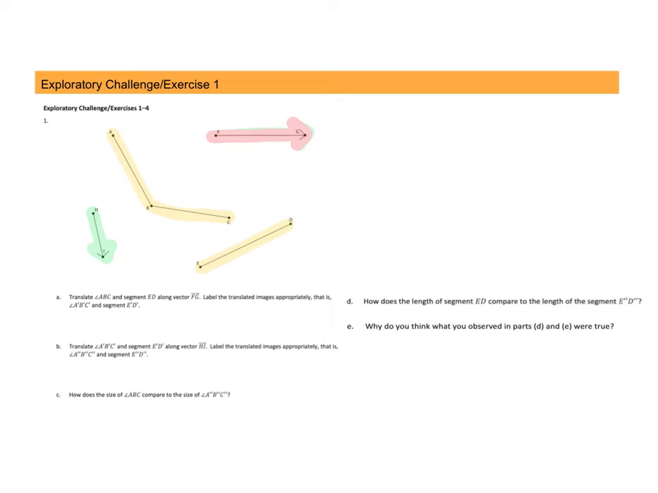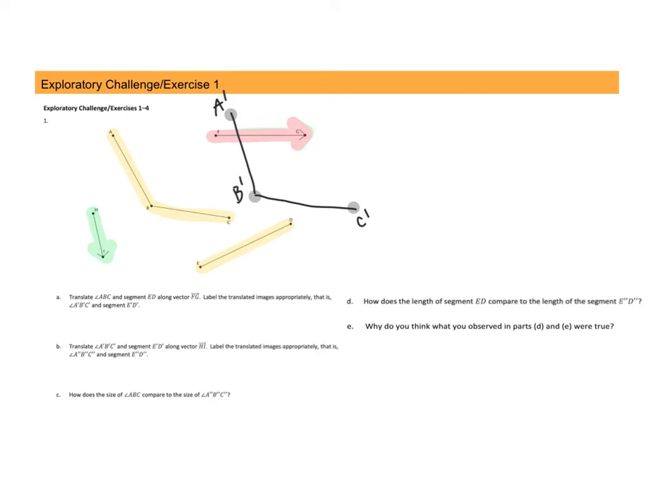So I'm just going to move these. I don't have a transparency, so I'm just going to kind of eyeball it. Moving from A to A prime, it's going to be probably about here. B to B prime, probably about here. And then C to C prime, probably about here. So this is my new translated angle. It's the first movement. This becomes A prime. This becomes B prime. And this becomes C prime.